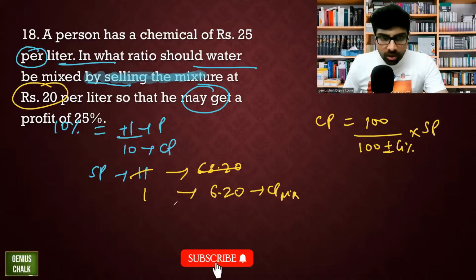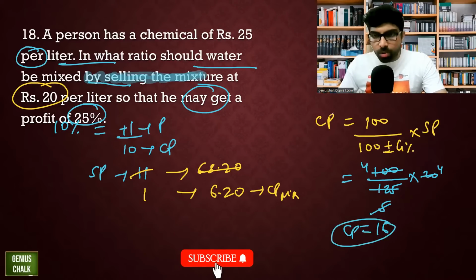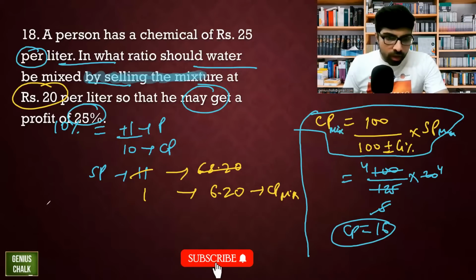If you're not comfortable in this ratio approach, then use this. So here plus sign is for gain, minus is for loss. So here, what is the profit percent? 25. So 100 upon 100 plus 25. Selling price of mixture was 20. So this becomes 25 fours are 100, 25 fives are 125, and 5 into 4 also gives you the cost price. So you can use this formula also to find this cost price, because this was a mixture. So this is also a mixture, right? This is what you can use.